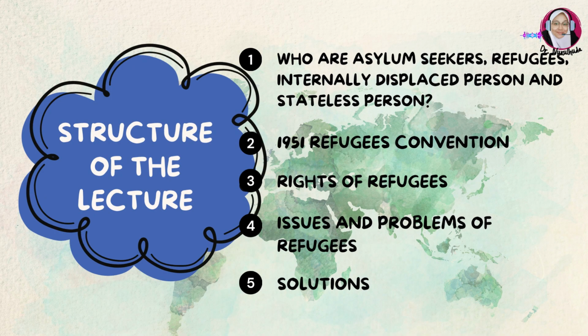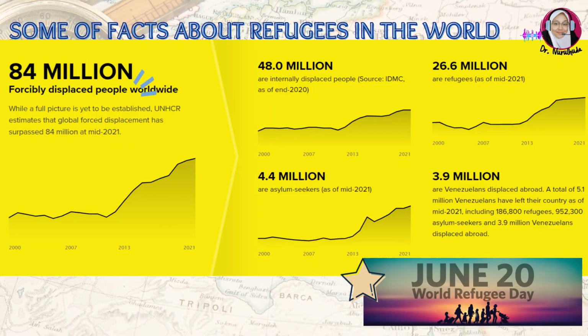So basically, this lecture is divided into five divisions. First, the definitions of these people. Secondly, the Refugees Convention of 1951, rights of refugees, issues and problems of refugees, and solutions.